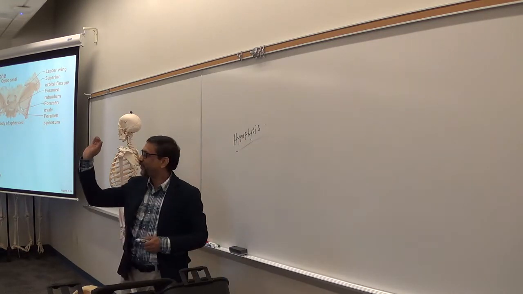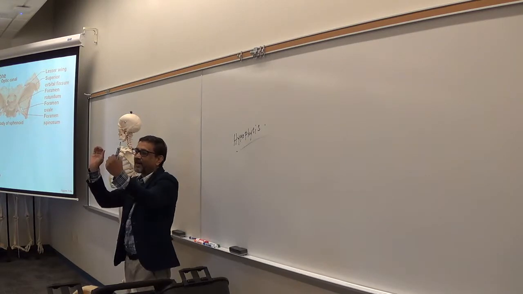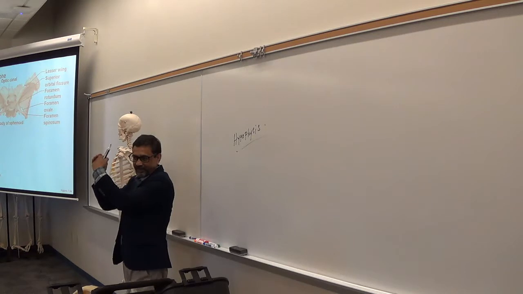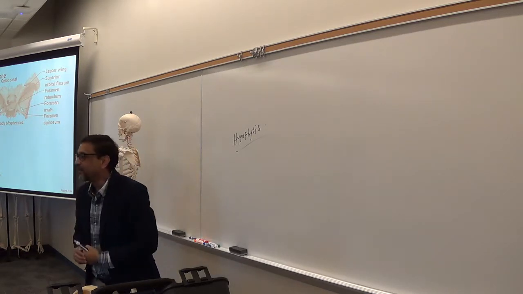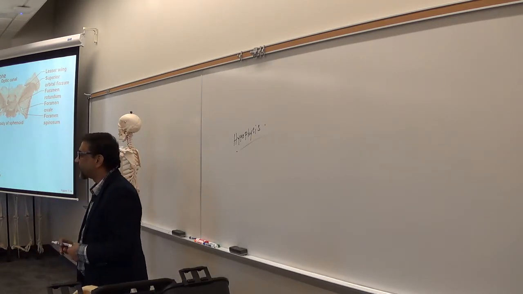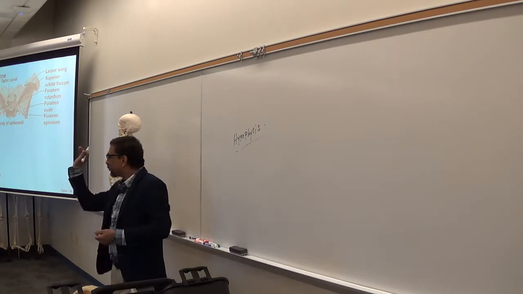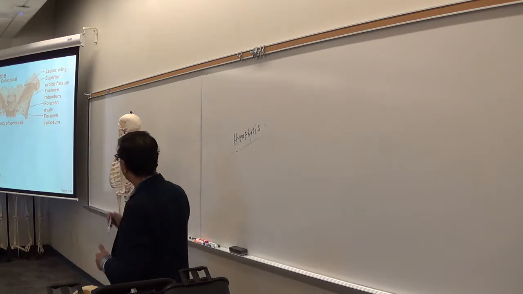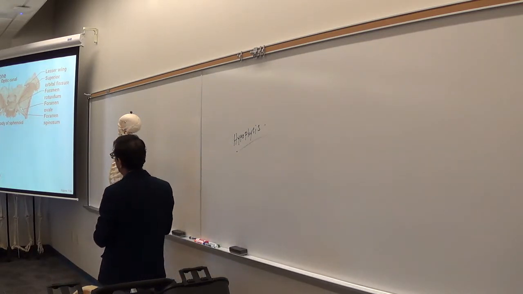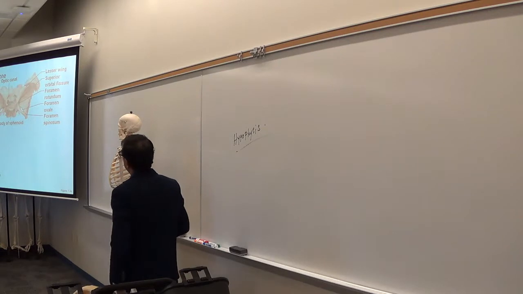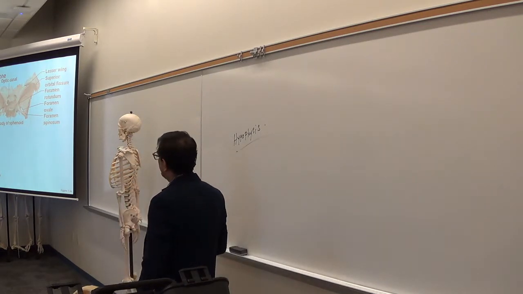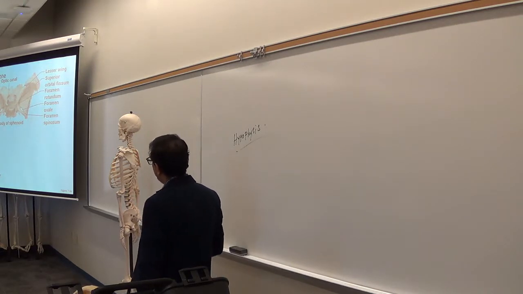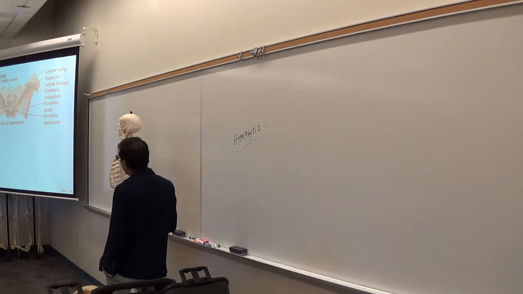So, this fossa is for the pituitary gland. Pituitary gland sits in it, rests on it. Okay? So that's why this fossa is called hypophyseal fossa. Make sense? Fossa for the pituitary gland. Hypophyseal fossa, very important gland. So you must know that hypophyseal fossa for the pituitary gland on the sphenoid, body of the sphenoid.